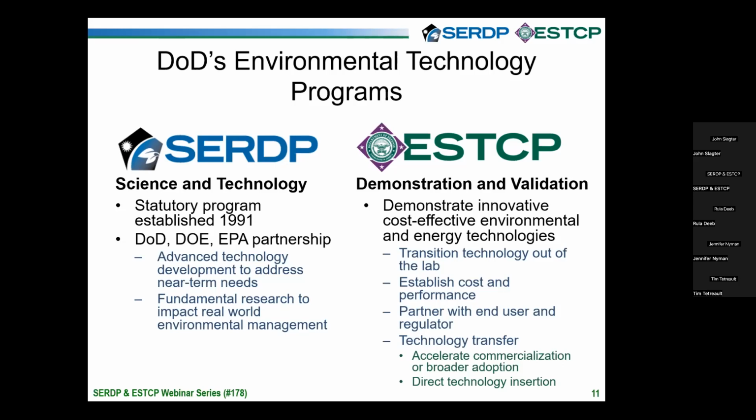SERDP is the Strategic Environmental Research and Development Program. It was established in 1991 by Congress as a partnership between DoD, the Department of Energy, and EPA. SERDP's mission is to identify and address high priority environmental science and technology opportunities that focus on DoD requirements. And SERDP funds both fundamental research as well as advanced technology development that ultimately impact real-world environmental management.